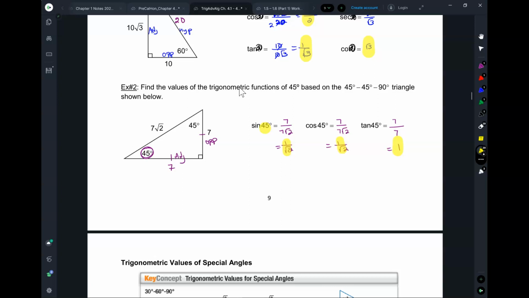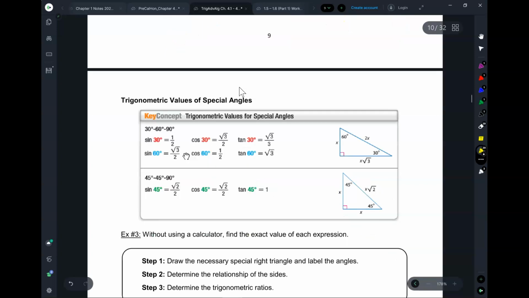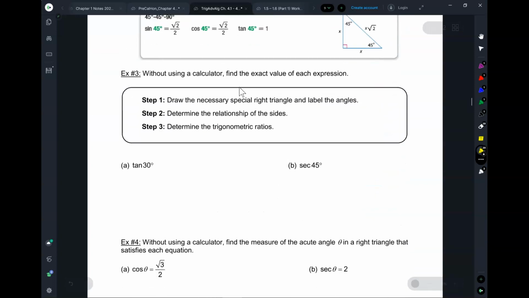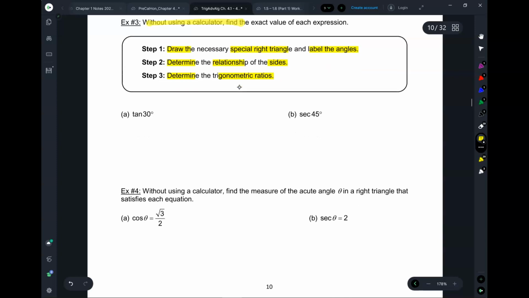Now, let's go to the next page. Okay, so here's a little summary. But what we're going to do here is, without a calculator, find the exact values of each of these expressions. First step, draw a special right triangle, label the angles, determine the relationship of the sides, and then determine the trig ratios.